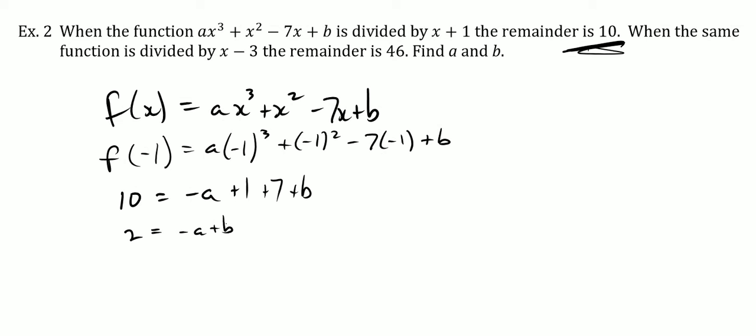Are we happy with that? Everybody okay with the algebra there? What else can we do? What can we do now? Somebody else. Come on. Think. Read the question carefully. When the same function is divided by x minus 3, the remainder is 46. The same thing for f of x. Yeah, why not? Why will that help us?